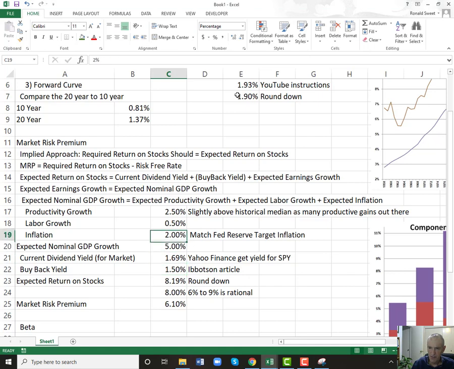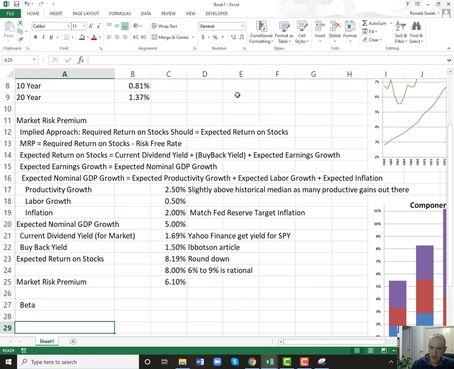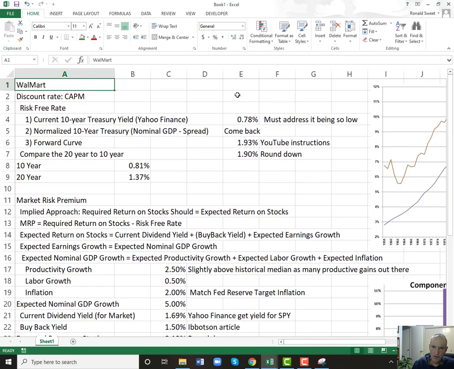Obviously, we could have pushed up. On labor growth, you go 1%. That's only going to push this up to 5.5%. So that's not going to be a big deal for you. So, all right, we're doing Walmart.